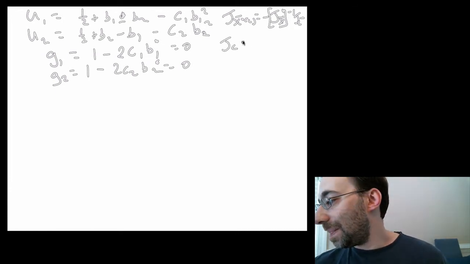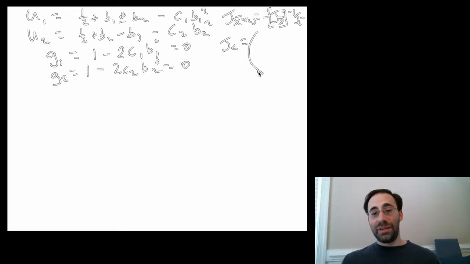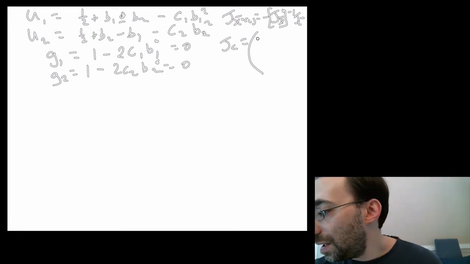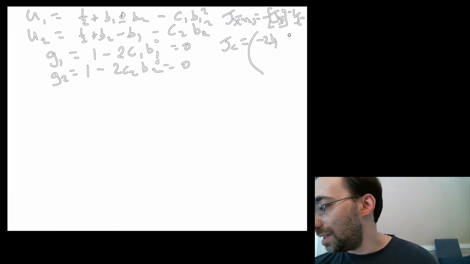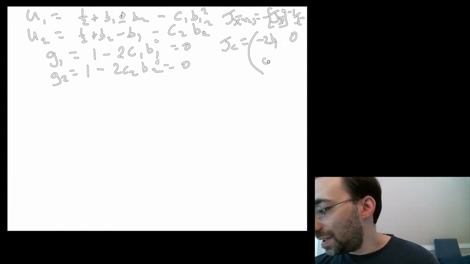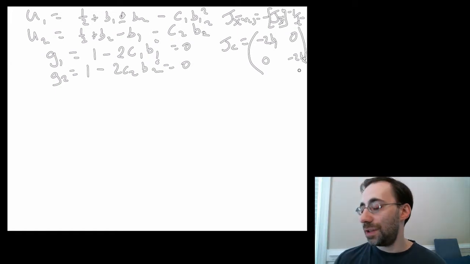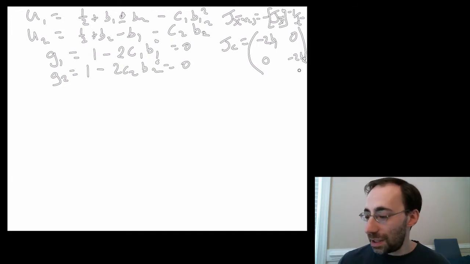JC is going to be the matrix. The first row consists of derivatives of G1 with respect to C1 and C2. That's negative 2B1 over here, and 0, because there's no C2 in there. And then over here, it's 0 and negative 2B2. If we can read that. There's the Jacobian for C. It's relatively straightforward because C's only appear multiplying the B's at the end.